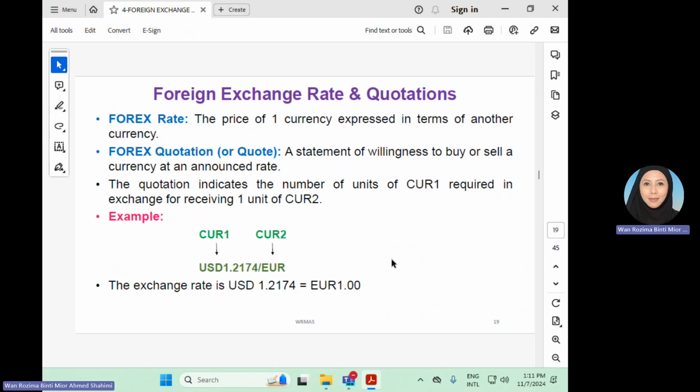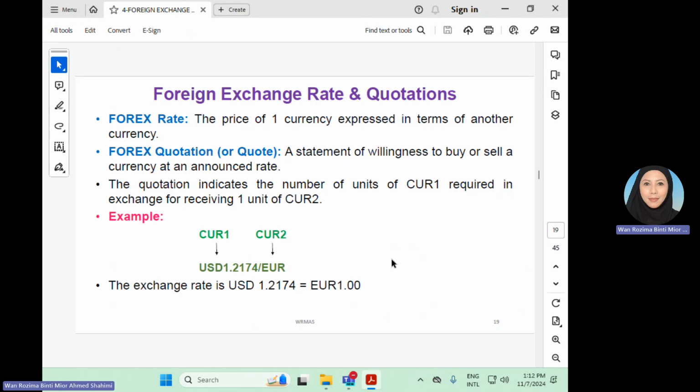Forex rate: the price of one currency expressed in terms of another currency. Forex quotation or quote: a statement of willingness to buy or sell a currency at an announced rate. So the quotation indicates the number of units of currency one. Currency one we call the base currency. Currency two we call the quote currency.